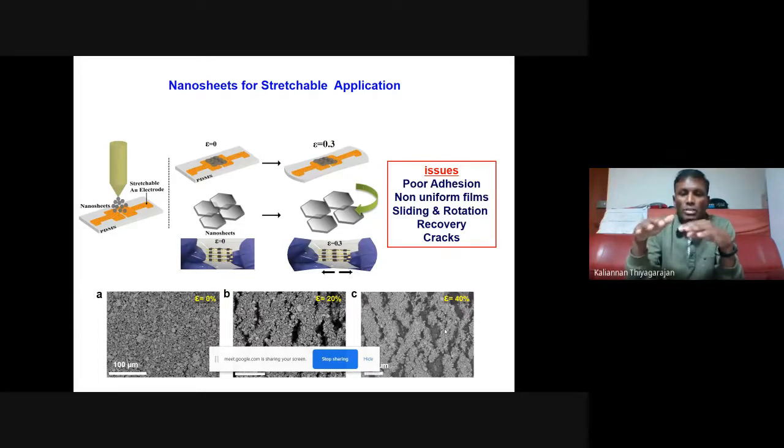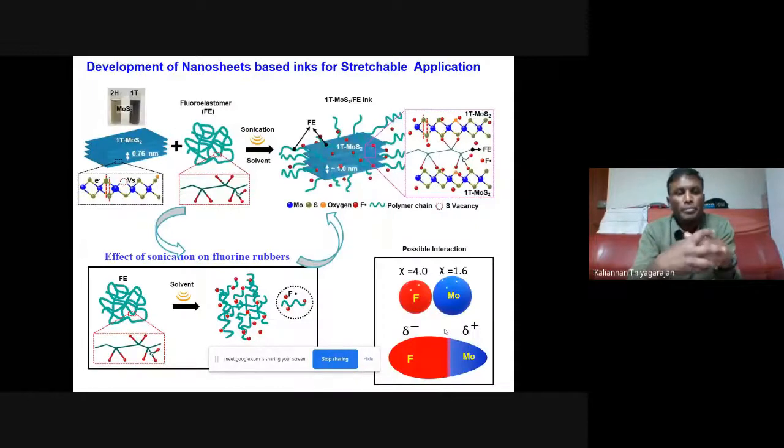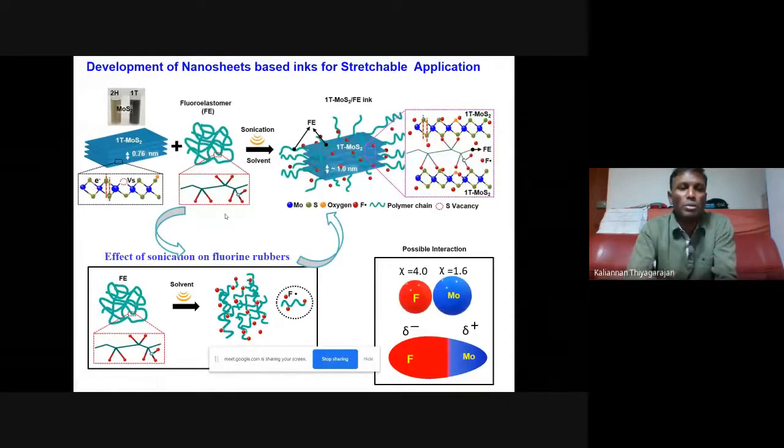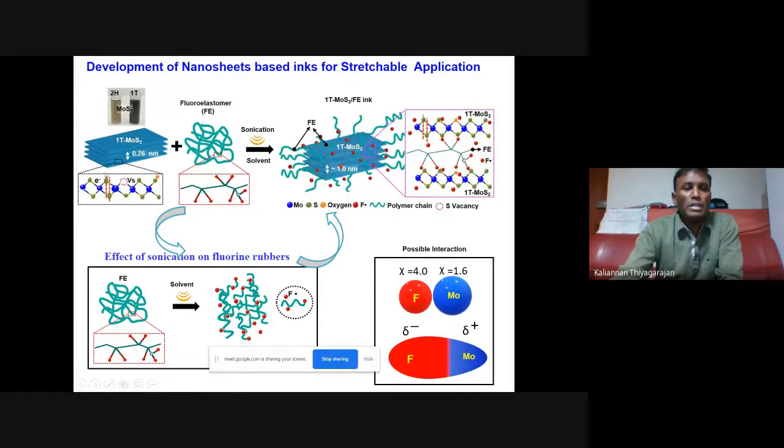To avoid this crack formation, I formulated some ink. This is the main idea of my work, and it is the first approach which is going to be reported very soon. And this is the phase changed 1T MoS2. You can see that there is some vacancy, meaning the defect. Due to sonication and lithium intercalation, the sulfur is removed from the atomic structure.